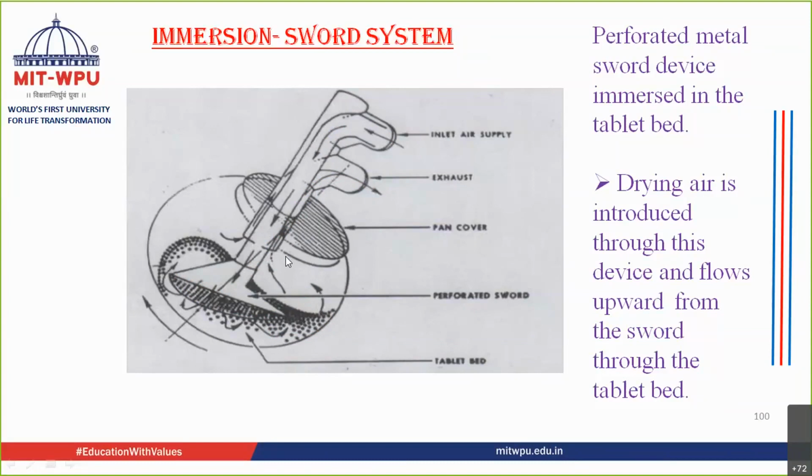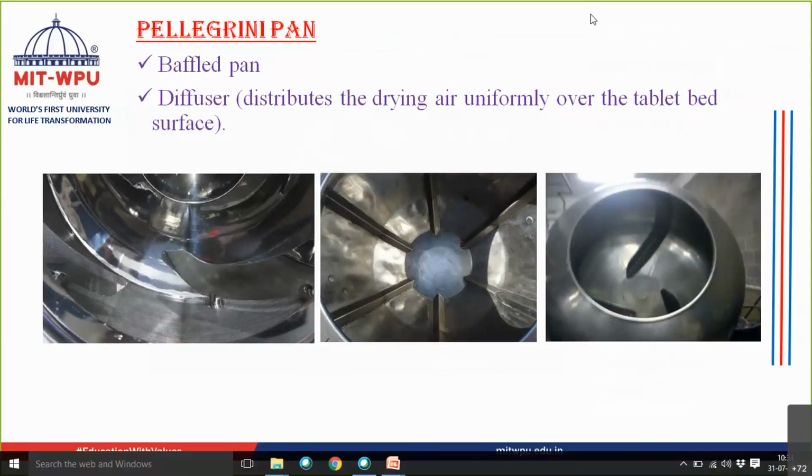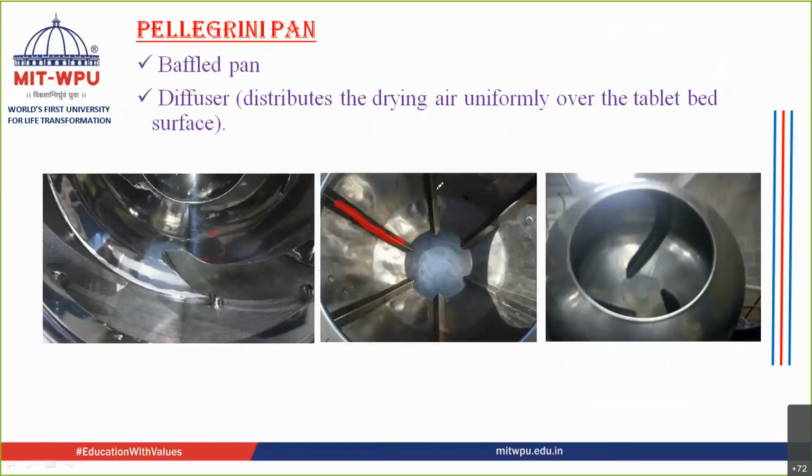Okay. Let us move further to the next modification, that is known as the Pellegrini pan system. In the Pellegrini pan system, you have baffles present over here. These are the baffles that are present over here. This is the baffle, and this is another baffle. So what are these baffles going to do? How are these baffles going to help?